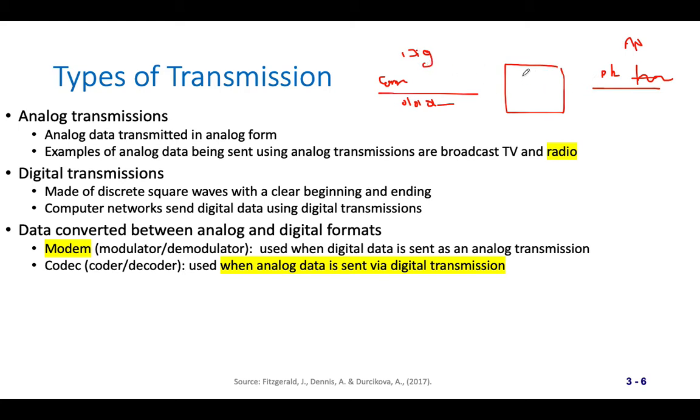Which device exactly can convert between digital to analog, analog to digital? That's what we call a modem. And that modem actually is a modulator, but for us we just call it a modem. As well, some devices work as a codec, or coder-decoder. And this one is used when we have analog data and try to send it over a digital transmission.